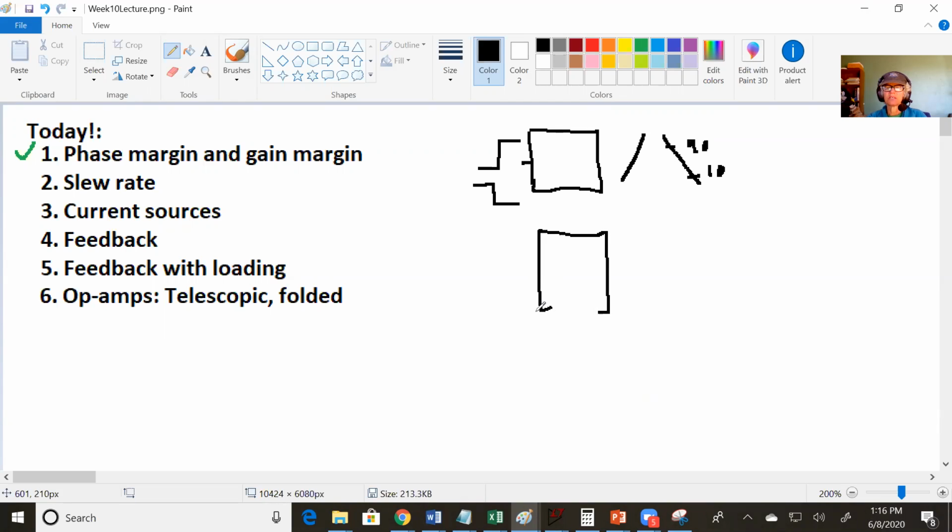Slew rate says, okay, I'm going to change my input really fast and see how fast the output changes. But because analog isn't from a logic 0 to a logic 1, we're more interested in the slope. So the only difference between rise time and fall time and slew rate is that you look at the slope, and the slope is how many volts you change per unit time.